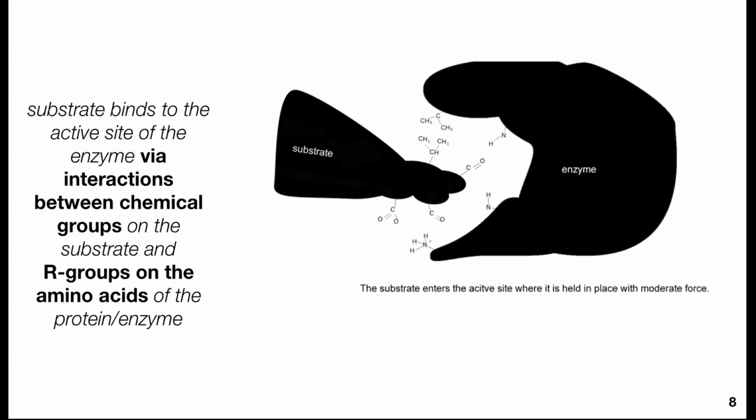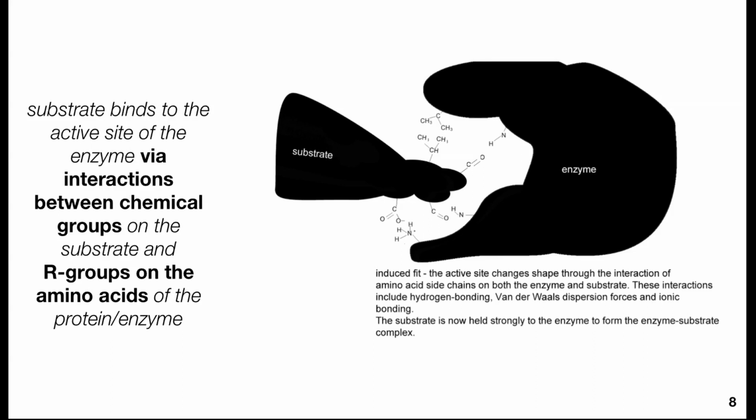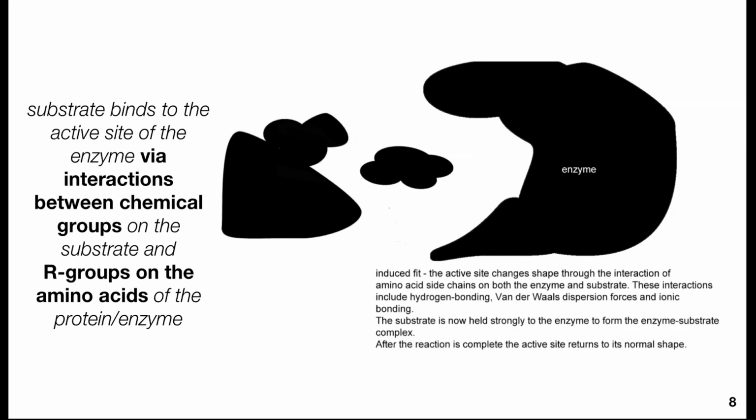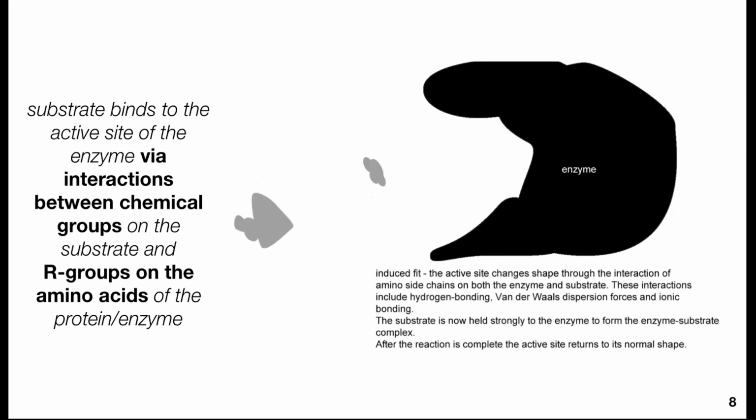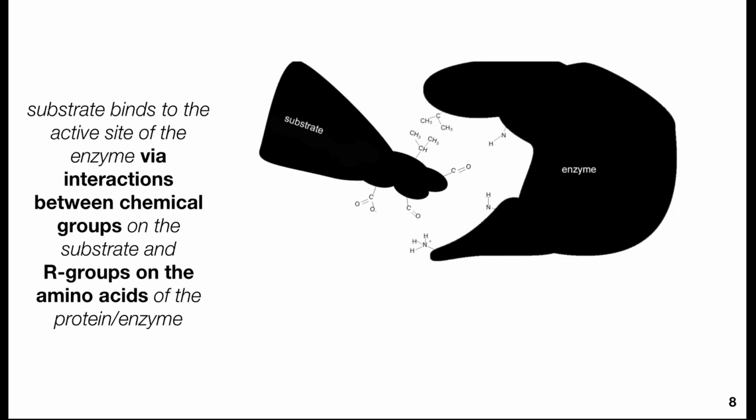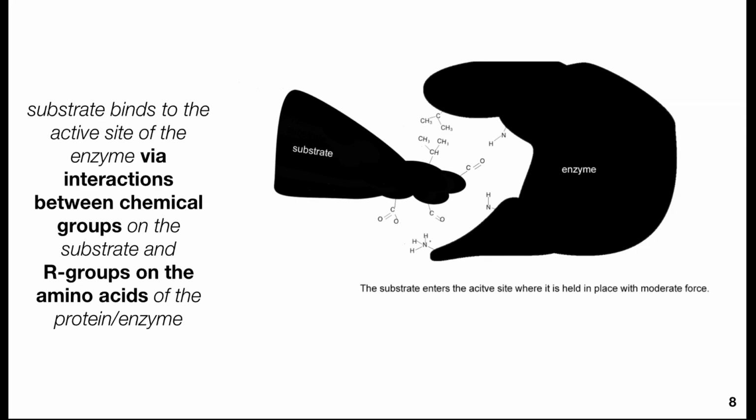The figure on the slide should hopefully help you see how the substrate and enzyme interact. The substrate binds to the active site of the enzyme based on its chemical properties. The chemical groups on the substrate and the R groups on the amino acids of the enzyme bind together to form a stable complex. This is the enzyme-substrate complex.